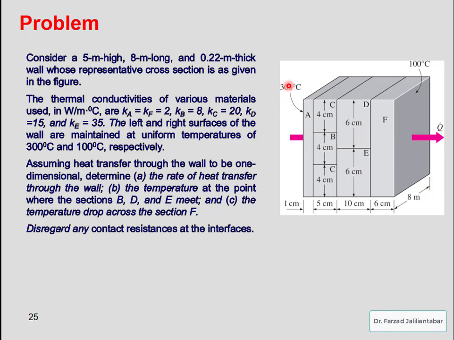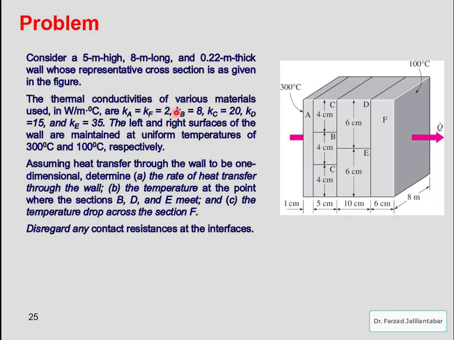The temperature at the inner surface of the wall is 300 degrees Celsius. The outer surface is 100 degrees Celsius. Then we are going to calculate the heat transfer through this wall. The dimension of the wall is given: 5 meters high, 8 meters long, and the thickness is 0.22 meter, or 22 centimeters.